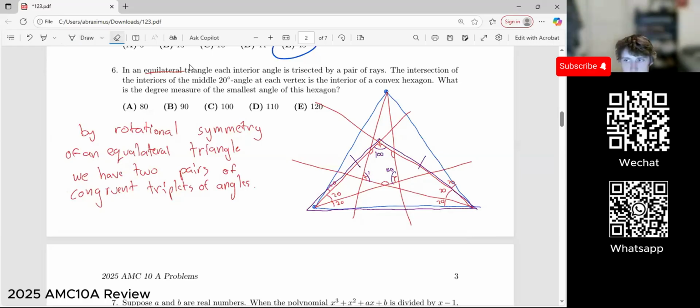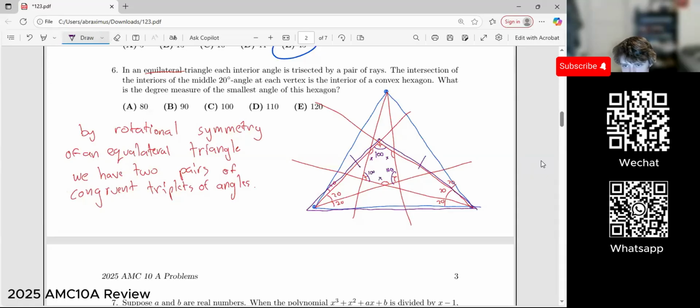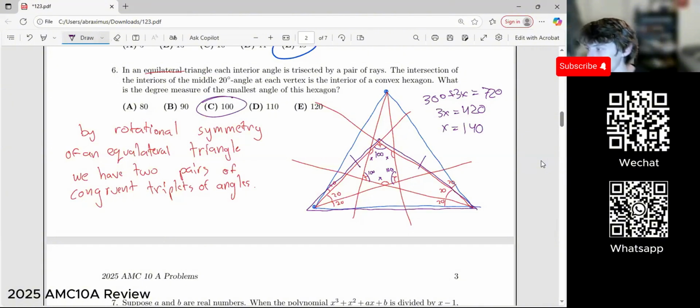Now, we could try to solve for what the other angle is by being smart, but let's just call them all x. And we know that 300 plus 3x is equal to 720. So 3x is equal to 420, or x is equal to 140. So the smallest angle is 100.